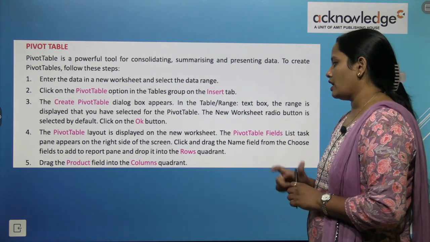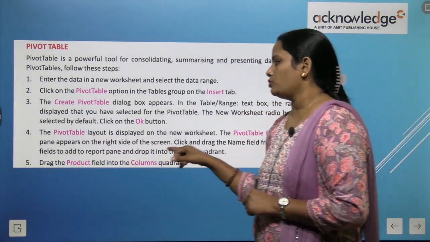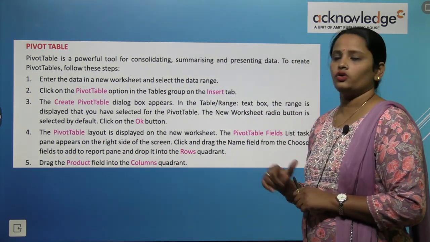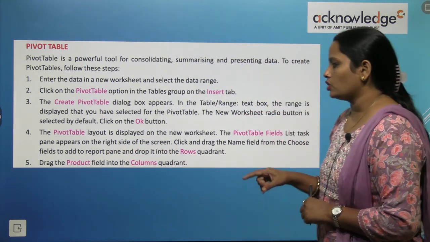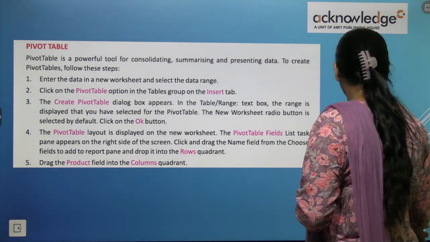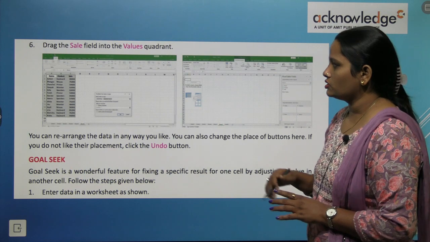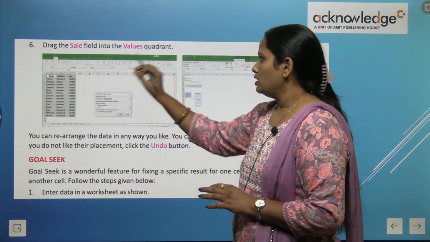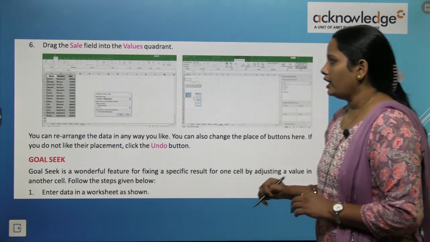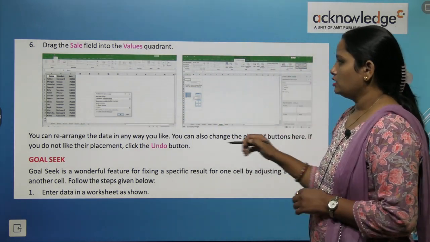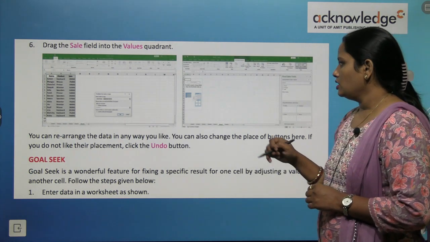We have to click and drag the name field from the choose fields to add to the report pane and drop it in the rows quadrant. Now drag the product field into the columns quadrant. Drag the sales field into the values quadrant. So whatever we want to insert, all these options have to be dragged here, and next you can rearrange the data. So here we can see the pivot table.